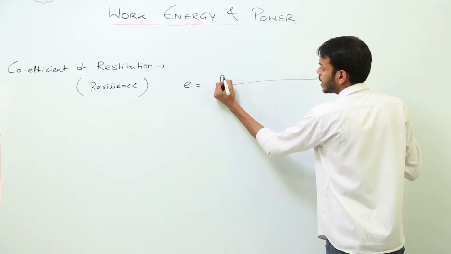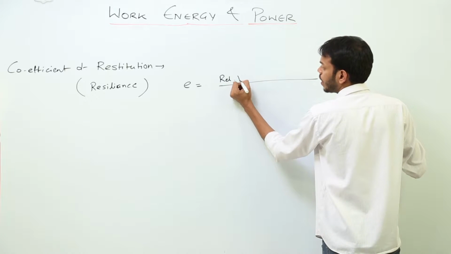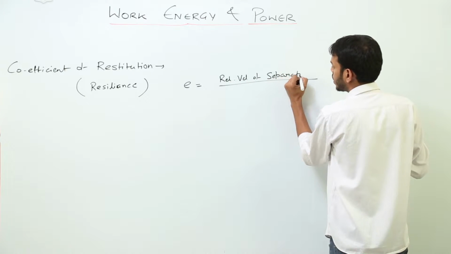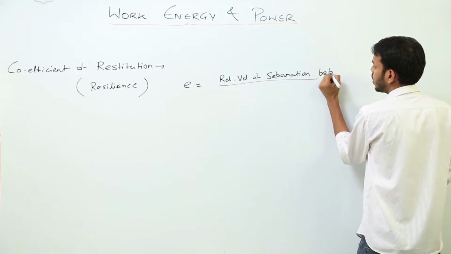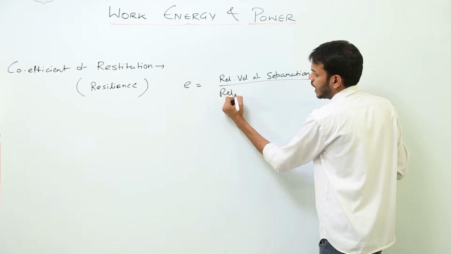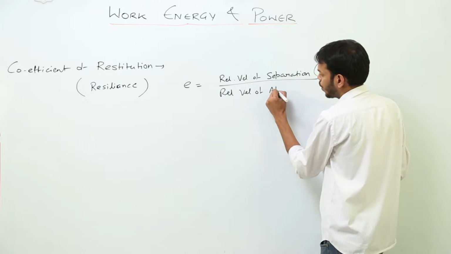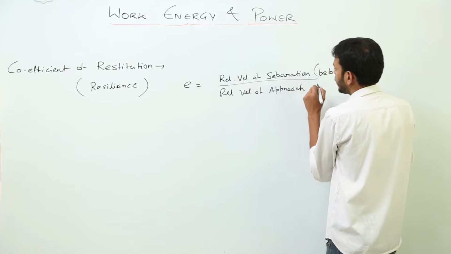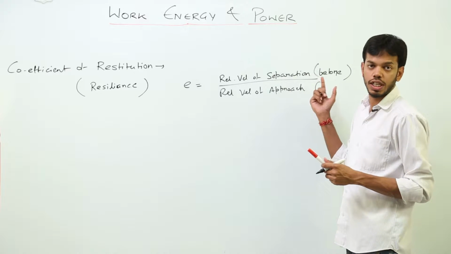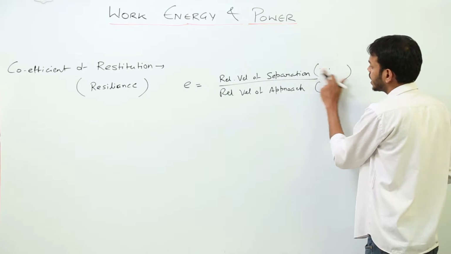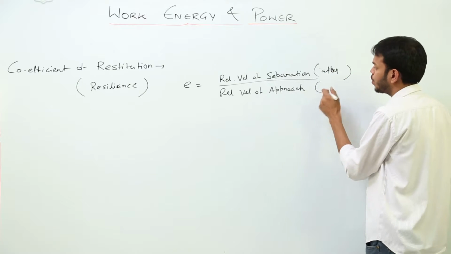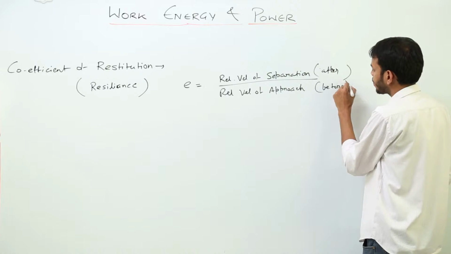So I'll write it complete. We have to write relative velocity of separation before, this is before the collision, upon relative velocity of approach, which is, the separation is before the collision, right? No, I was wrong. This is after the collision. And the relative velocity of approach is before the collision, right?